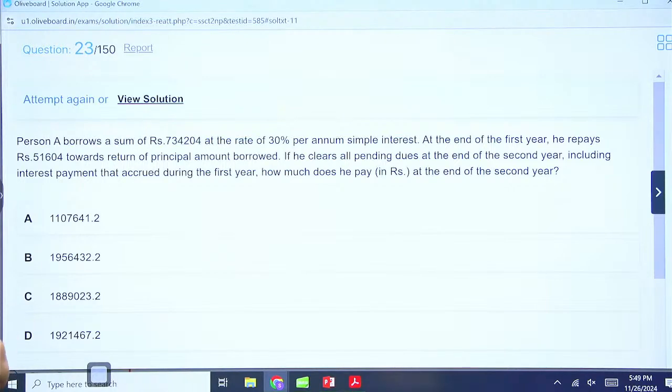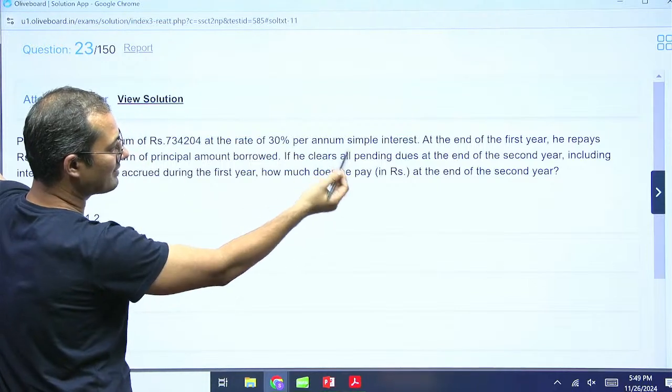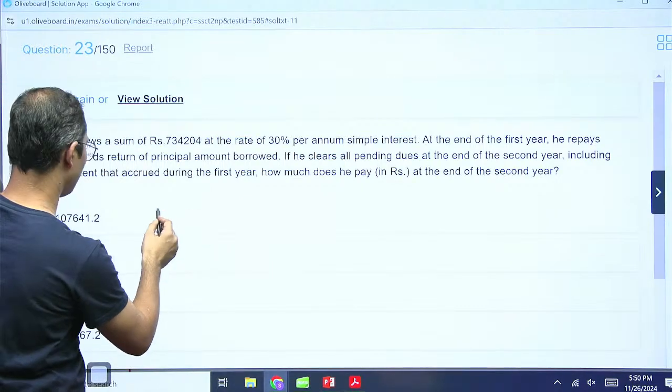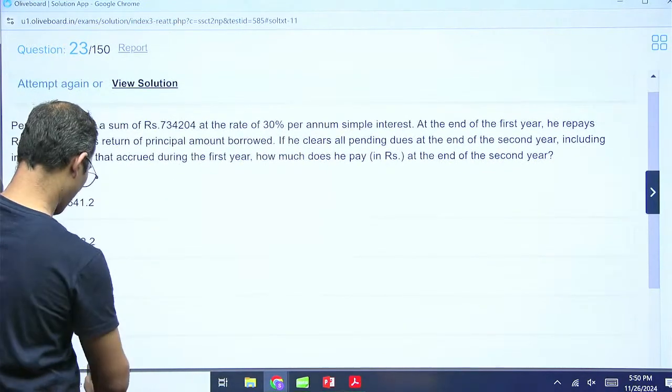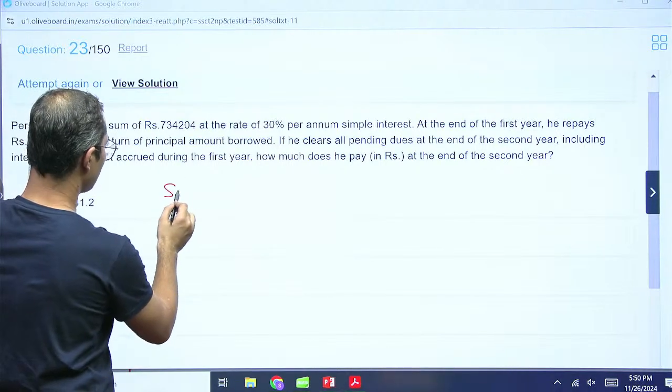See, a person borrows a sum of rupees this at the rate of 30% per annum simple interest, right? So at the end of the first year, he repays how much? 51,604, right? So we can say, how much is the total interest? So the simple interest is going to be what?